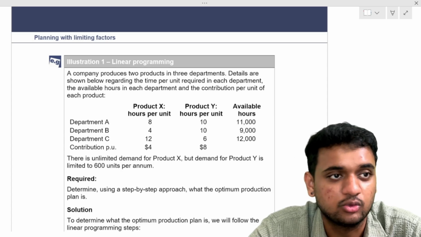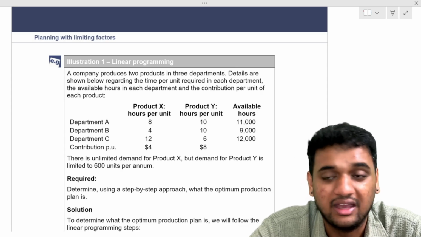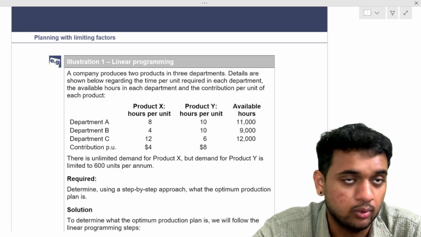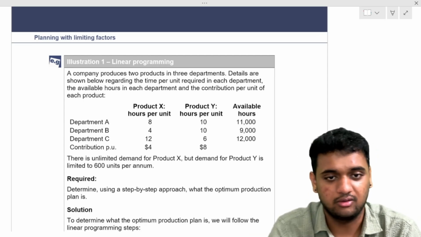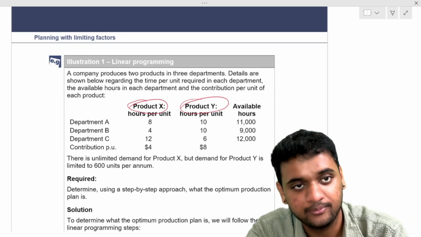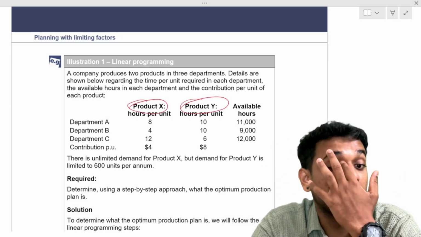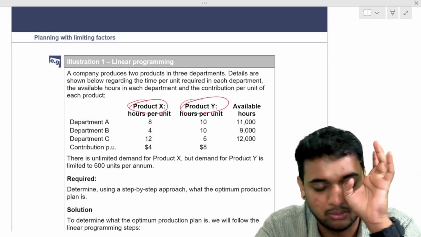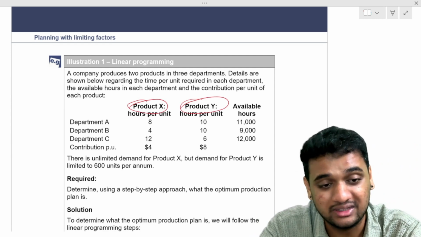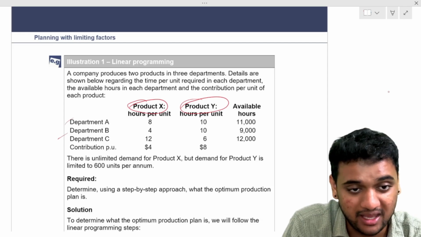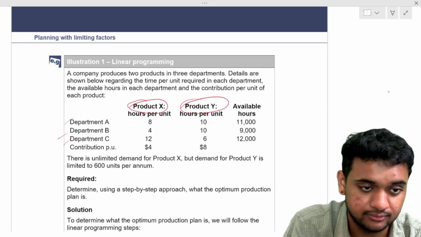Okay, you see in this question, we have what page number? 182. Okay, if you see here, a company has 2 products, product X and product Y. We'll assume it to be fried rice and momos. The company has 2 products, fried rice and momos, which goes through 3 departments. That is A, B and C.